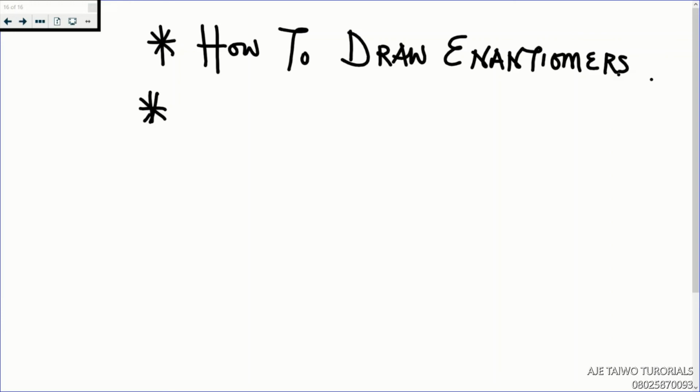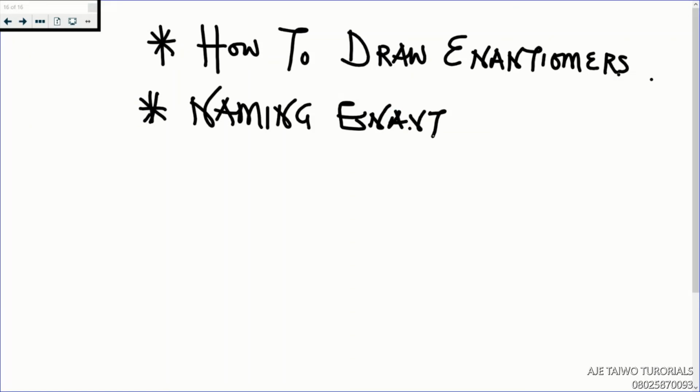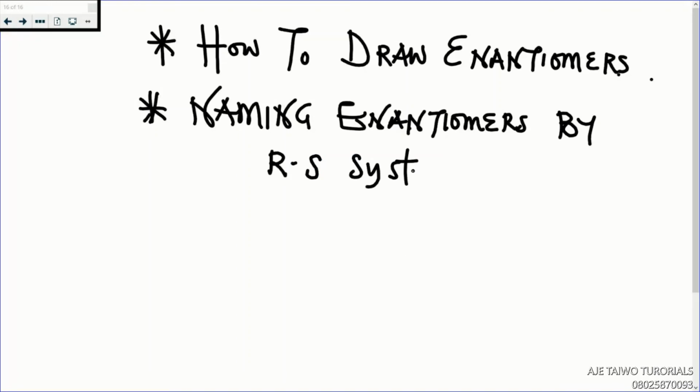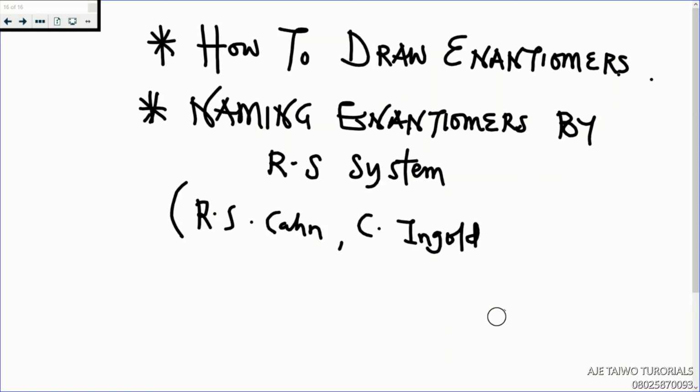Let's see the next one. The next one is naming enantiomers. How to name enantiomers using the RS system, which is called RS system, by Cahn, Ingold, and Prelog.